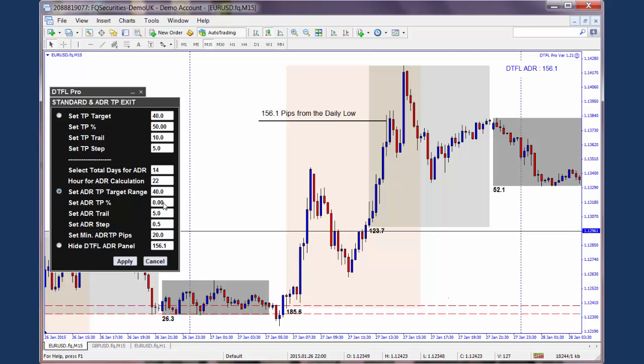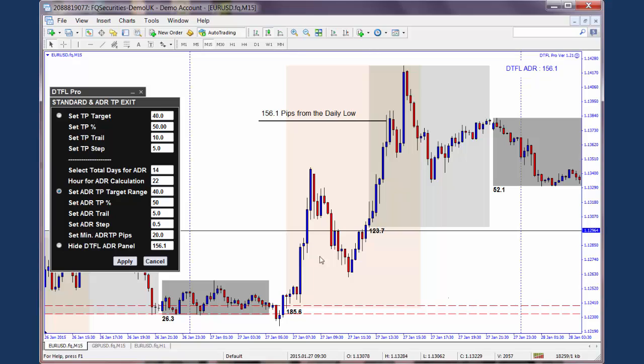If you put 100% in here, if you put 100, then it will close the whole position as soon as that level is reached. If you put 50%, then 50% of the position will be closed when it hits that level, and 50% will start to trail in the same way that I explained for the standard take profit.